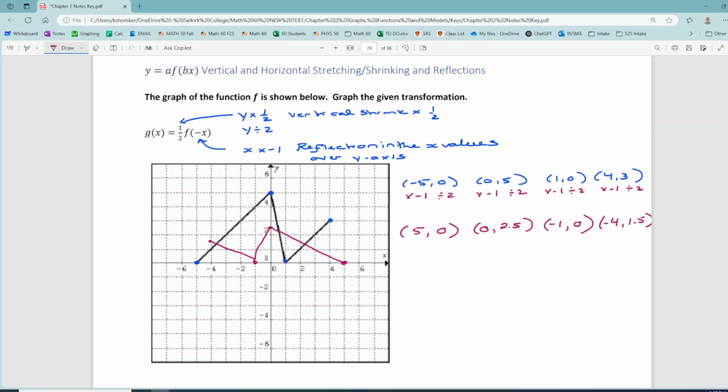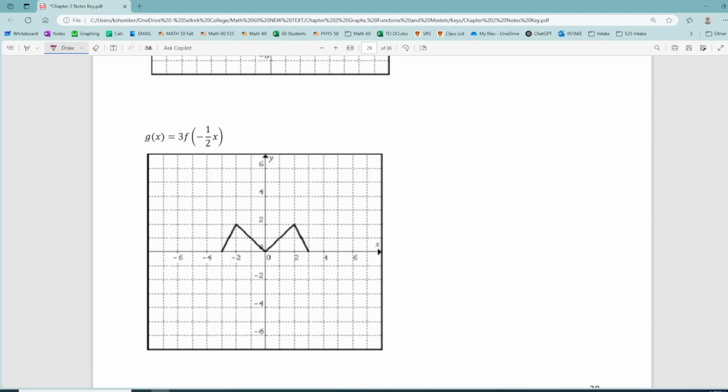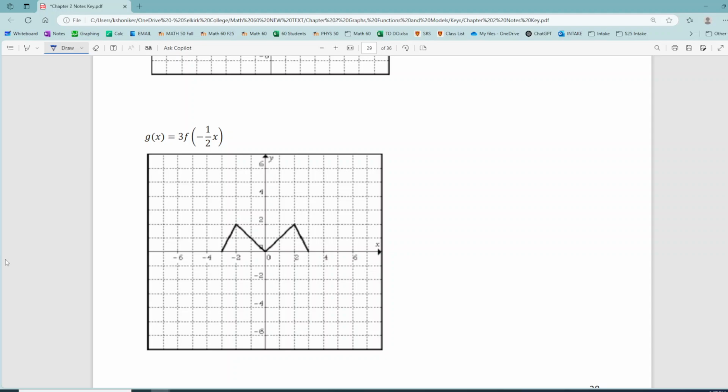All right. So now what I recommend you do is pause the video and see if you can try this one. Okay, what's going to happen to each of the x and the y values? So for me, I'm looking at this guy. This is a transformation on y. This is going to multiply my y values by 3. It's going to be a vertical stretch by 3. And then this one in here is a transformation on x.